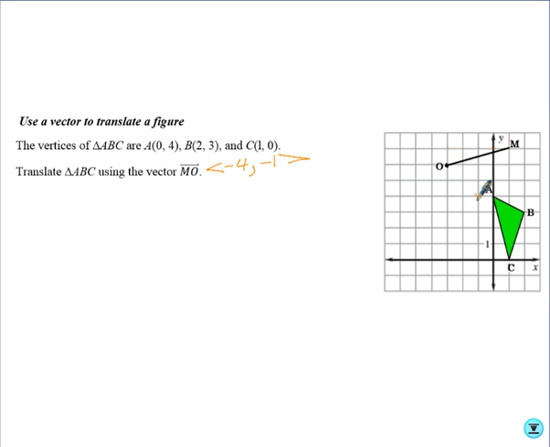So from here we go 1, 2, 3, 4, down 1. That becomes A prime. 1, 2, 3, 4, down 1. That's B prime. And 1, 2, 3, 4, down 1. That's C prime. All right, that is it for translations.